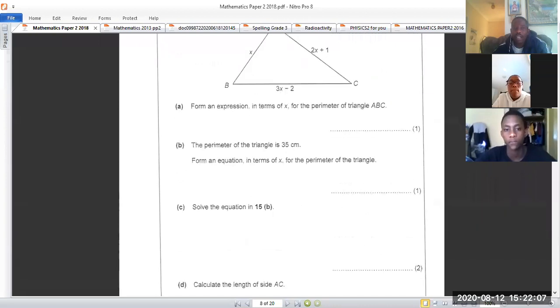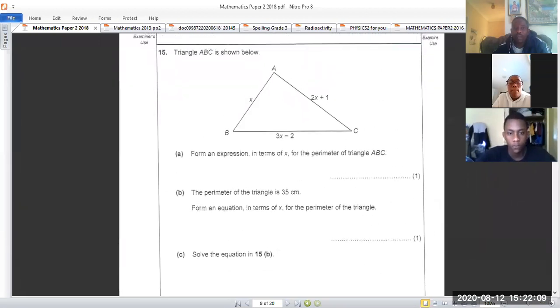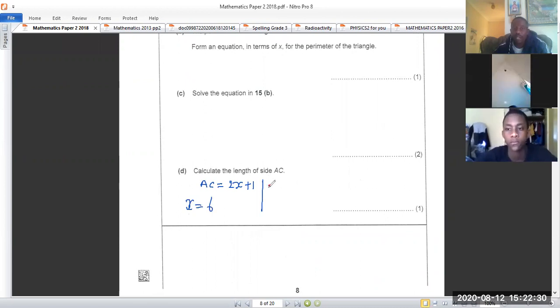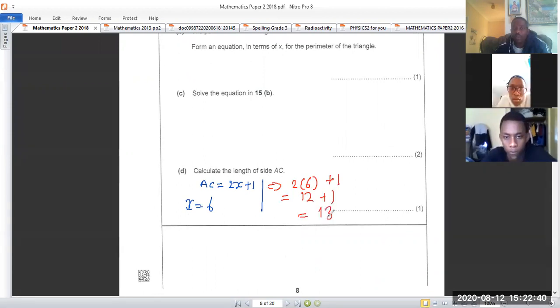So now we can calculate the length of AC. AC is 2x plus 1. And we find x is equal to 6. This implies it will be 2 times x plus 1, which is 12 plus 1, which simply is 13.